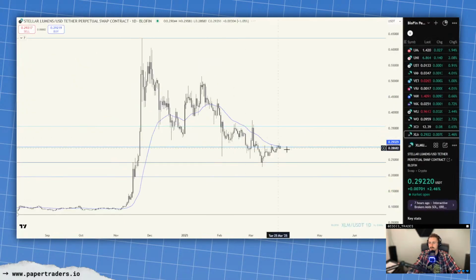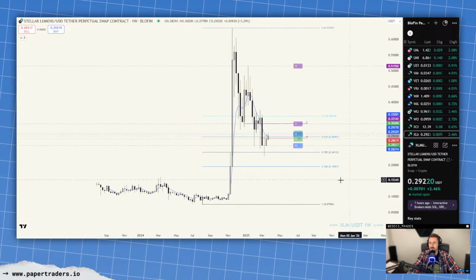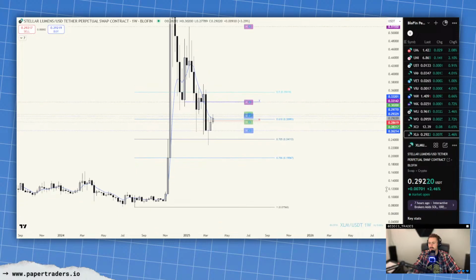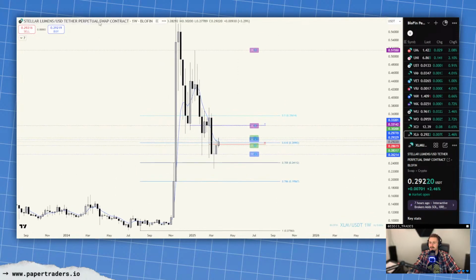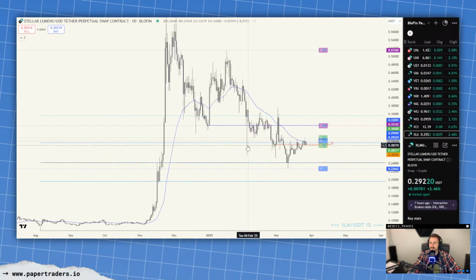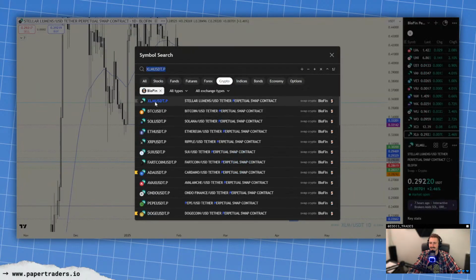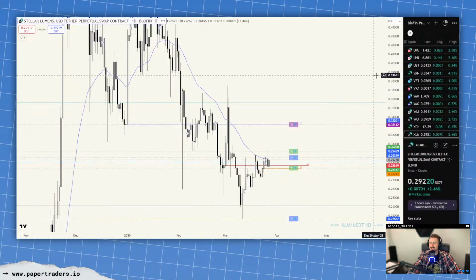XLM USDT TP on the weekly. I like it. Yeah, that's a nice doji. And the OTE of that range. 705 hit. Dang. That looks beautiful. Beautiful.